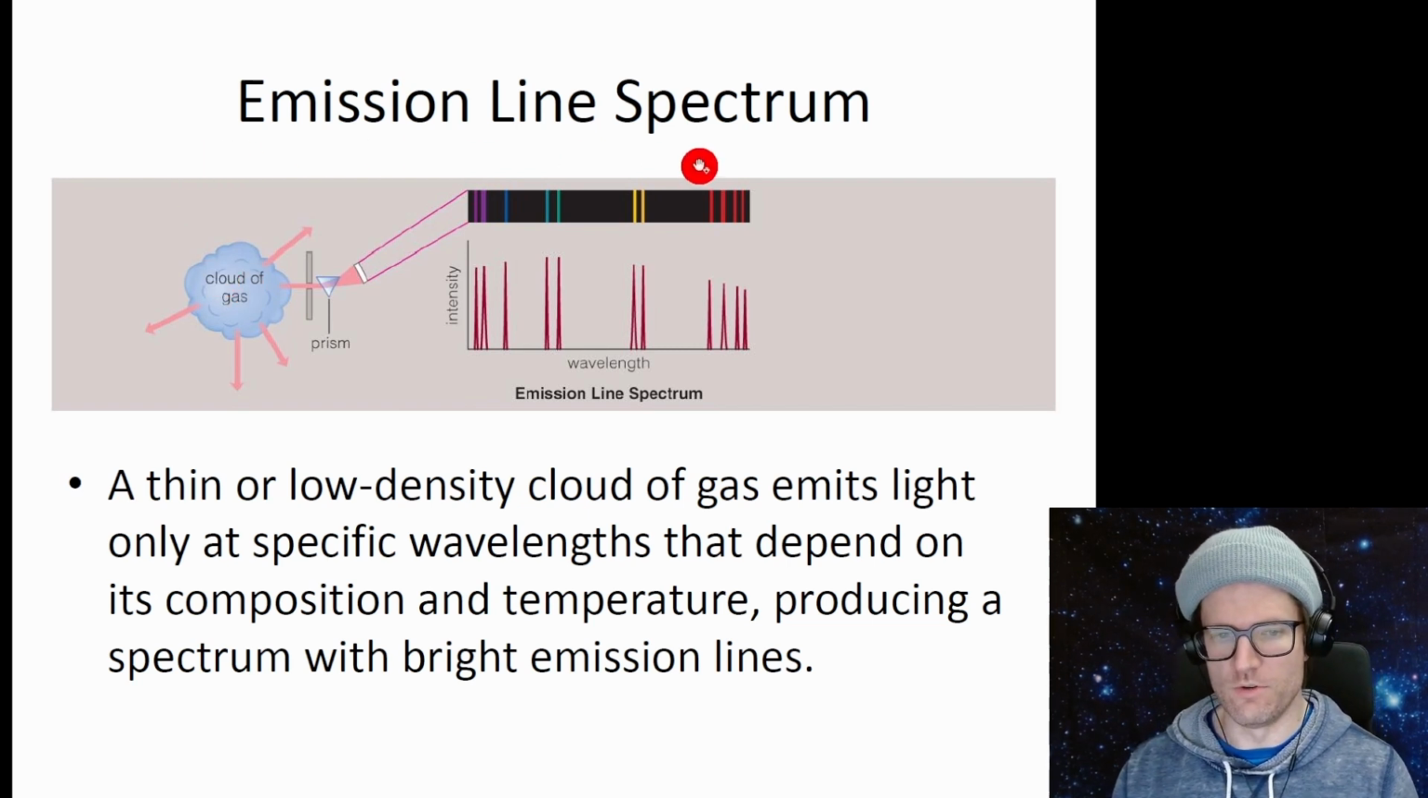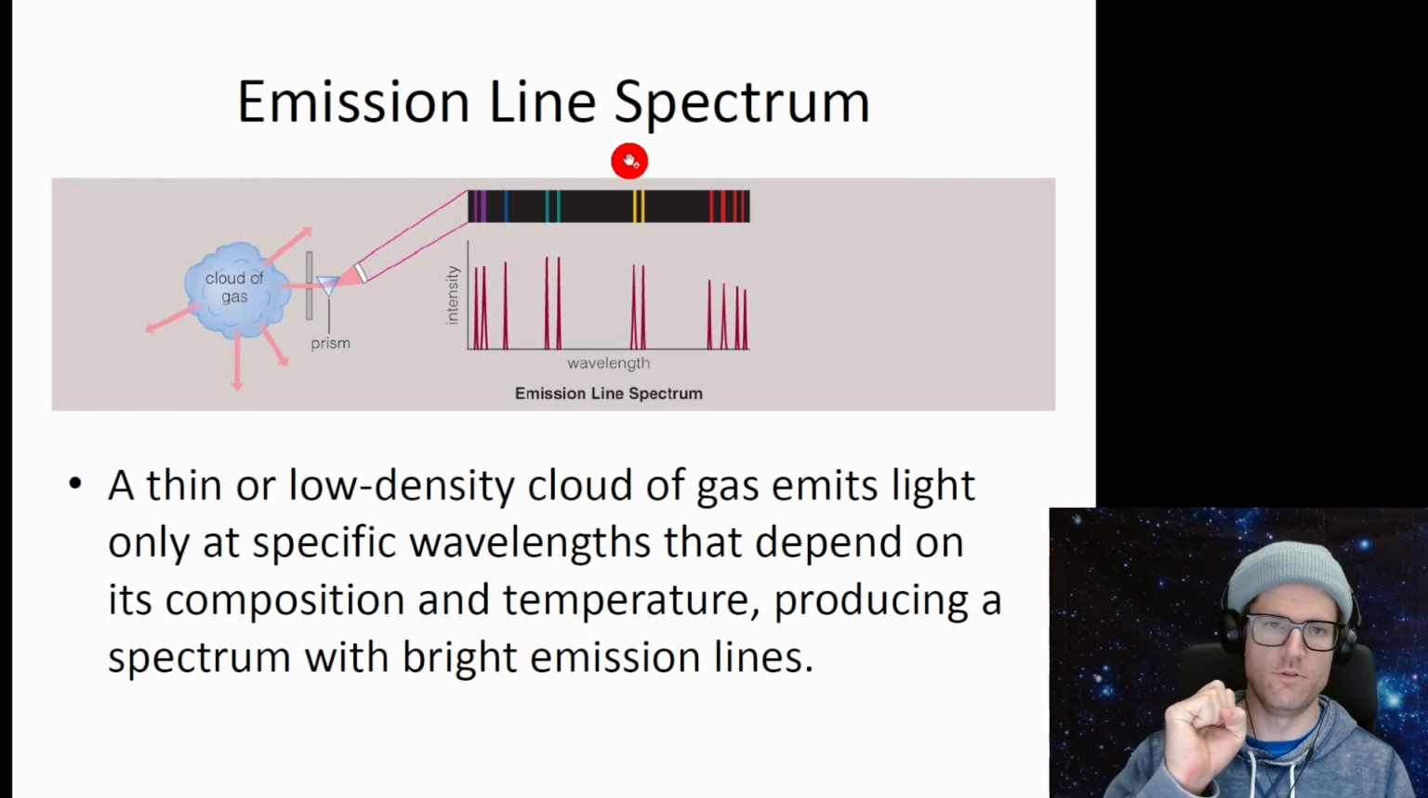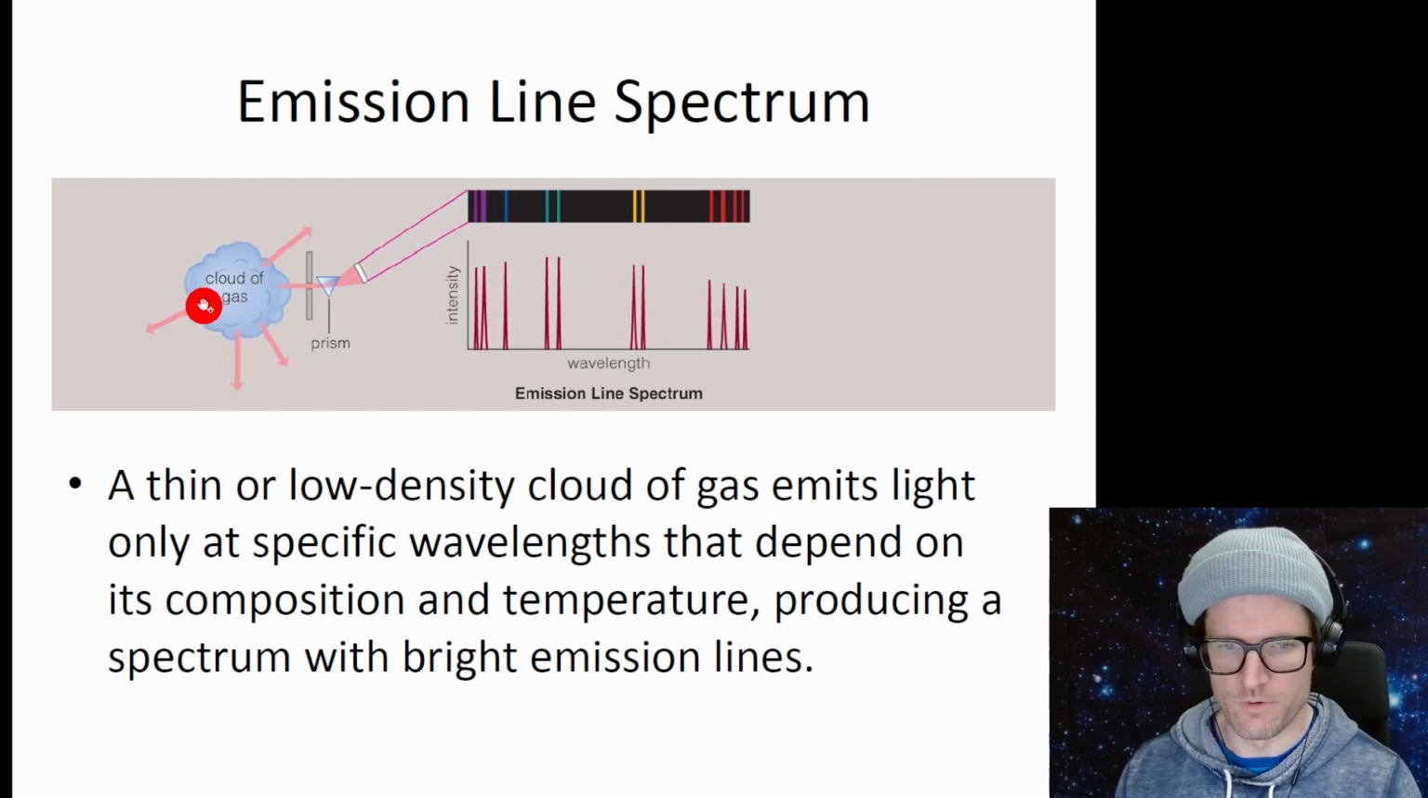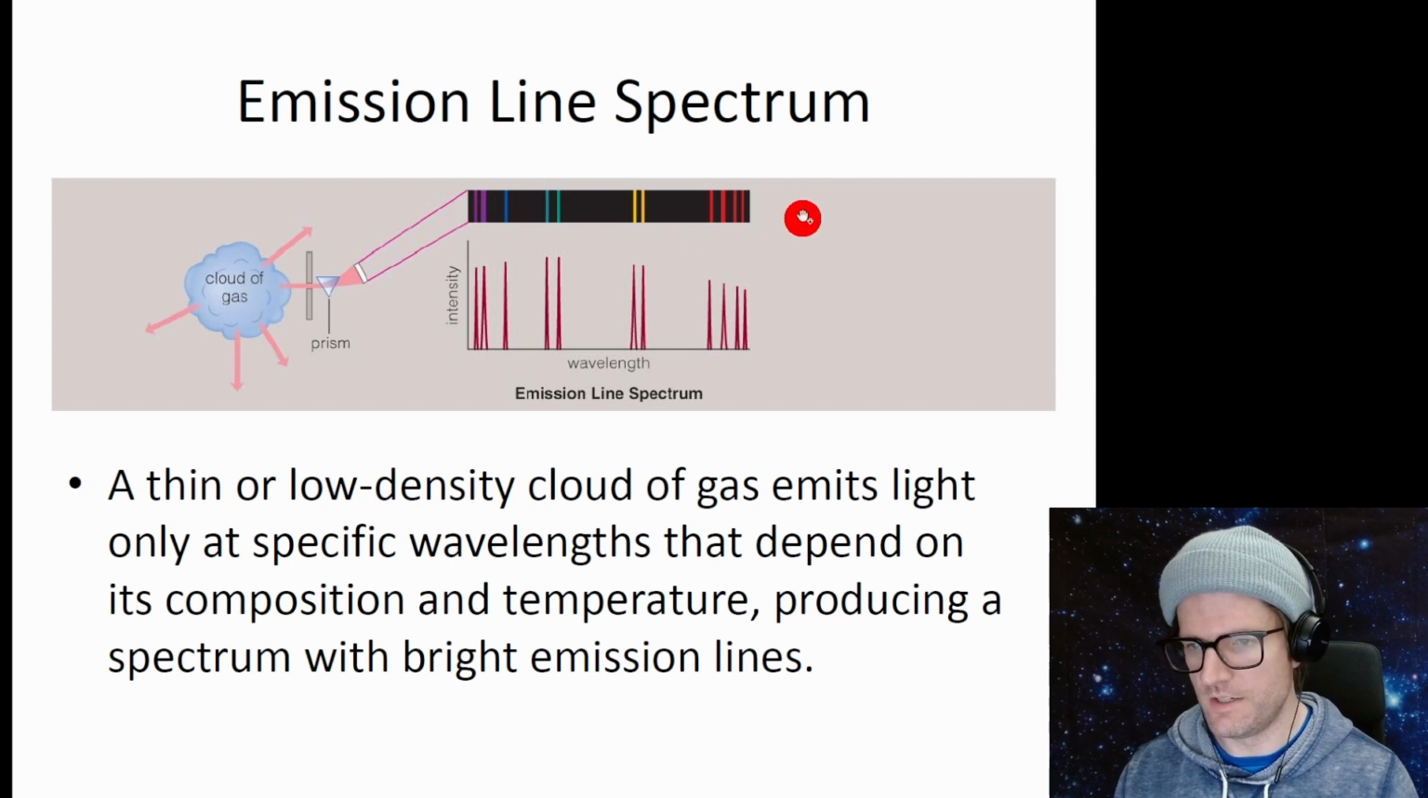Okay, so let's think of what an emission line spectrum is. Because emission means to emit. So we have a cloud of gas emitting this light in the form of these arrows here. If it goes through the prism, then we see this. What do we see when we put it through the prism?